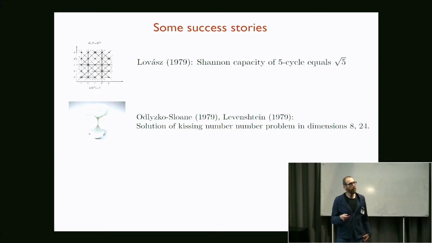So what is the kissing number problem? You have a unit sphere in the middle, and you want to attach other unit spheres to it so that things don't overlap. You want to maximize the number of spheres around it. So it's a local sphere packing problem. Then Odlyzko, Sloane, and Levenshtein, independently in 1979, found the solution of the kissing number problem using this framework. They were talking about the framework of the Delsarte bound, but in this setting, they coincide.